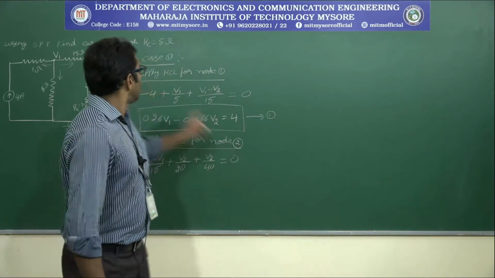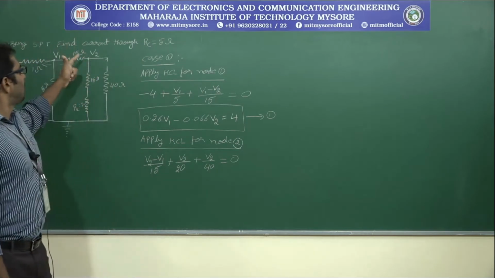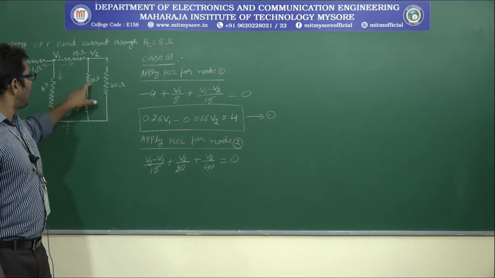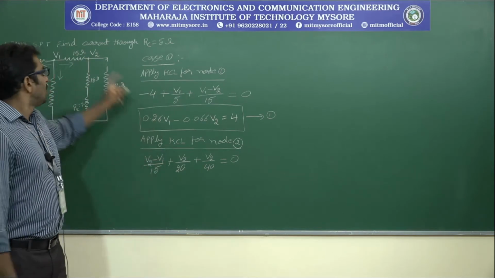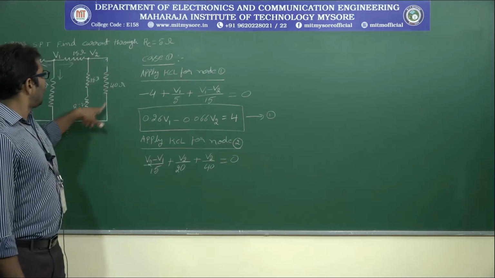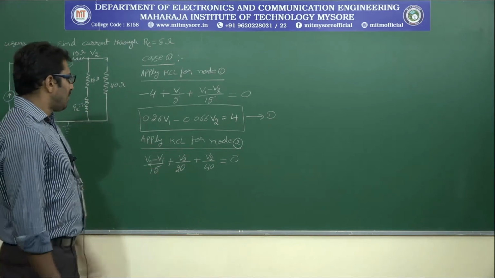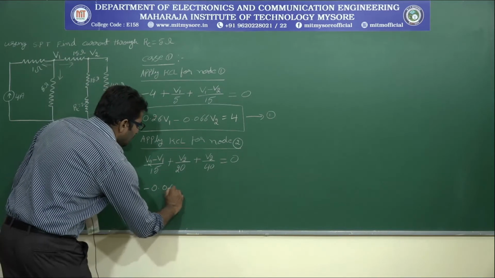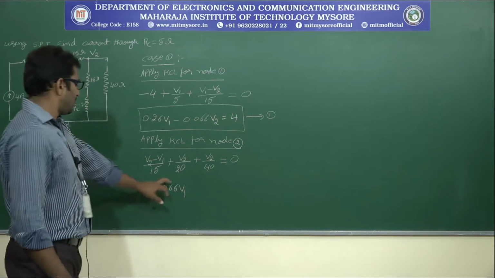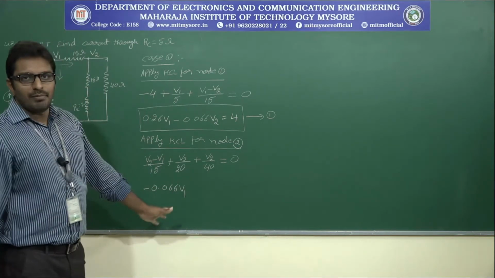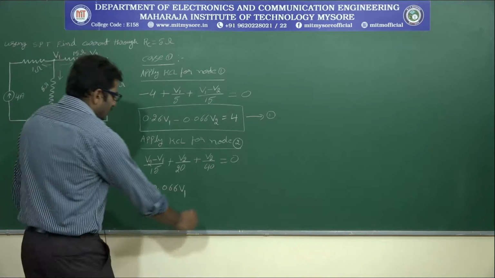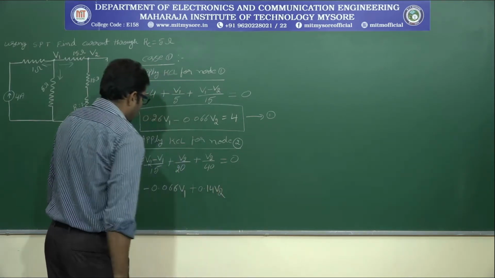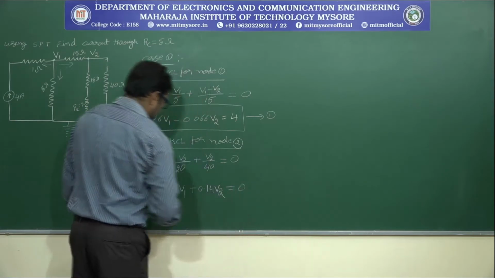Is that clear? First, V2 minus V1 by 15. What is the current in this branch? V2 minus 0 divided by 15 plus 5, means 20. Current in this branch, V2 minus 0 divided by 40. Just simplify this equation. You will get minus 0.066 V1. First, always write the same variable V1 first. Next, 0.14 V2, that is equal to 0.